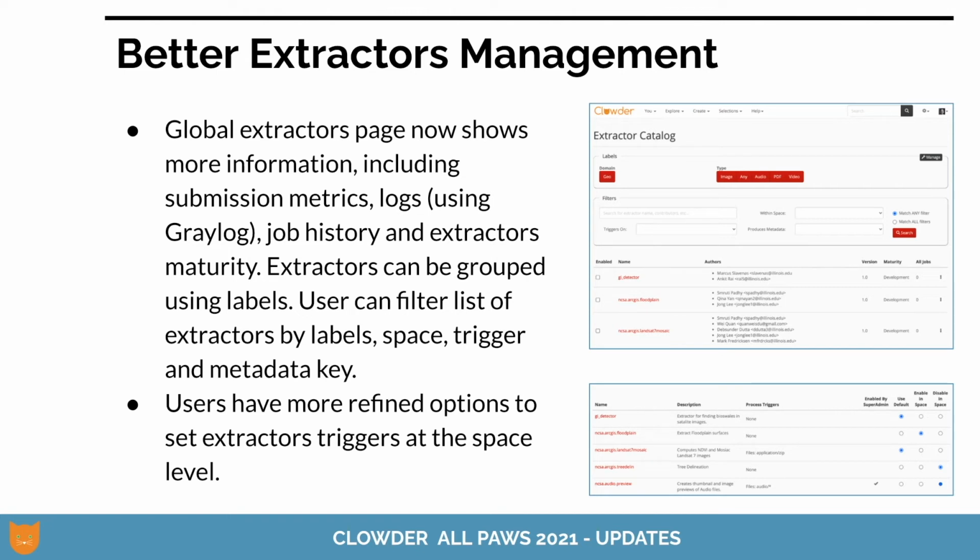We also added more refined options for users to set extractor triggers. So when extractors automatically run on data as it comes in, you can do it at the global level and you can do it at the level of a space. And the problem was that at the level of the space, it was very hard. You couldn't turn off an extractor that was defined at the global level. So now you can do that. You can see that in the bottom right in the last column, disable in space. But it's also a little bit clearer, hopefully, turning it on and off and knowing whether the super admin has enabled it or not.